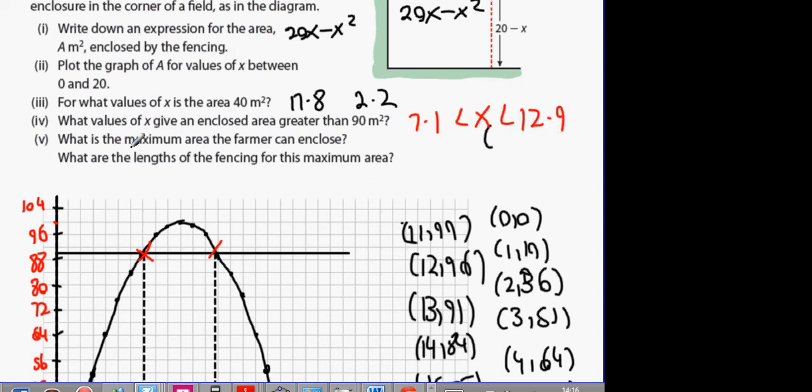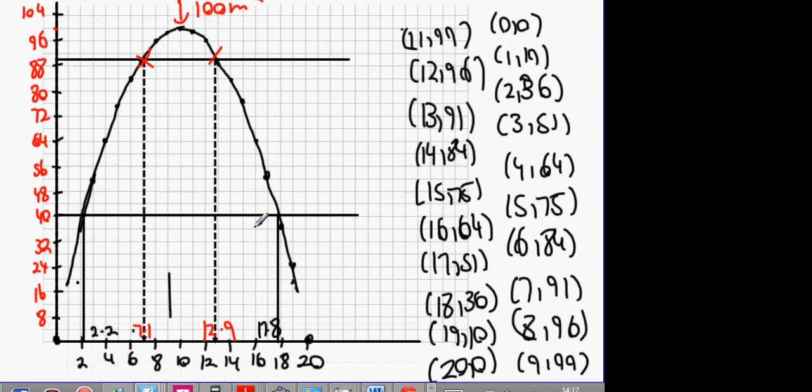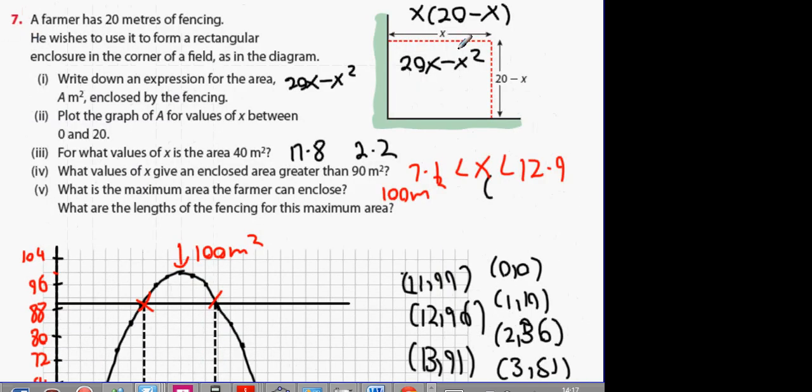What's the maximum area the farmer can enclose? Anybody? 100 meters squared. Because it's the top. What are the lengths of the fence for this maximum area? What is the x value of this maximum area, guys? So if x equals 10, this means that's 10, and this one here is also 10, because 20 minus 10 is 10, so it's 10 and 10. So length is 10, width is 10. Okay.